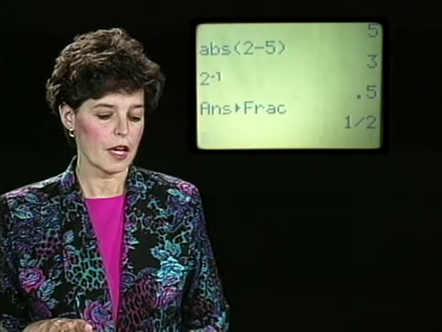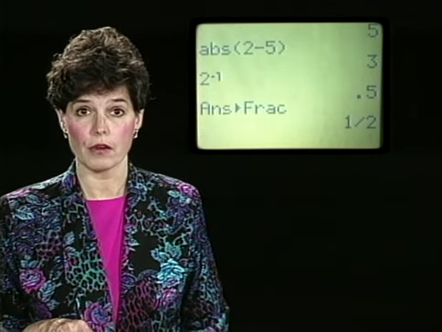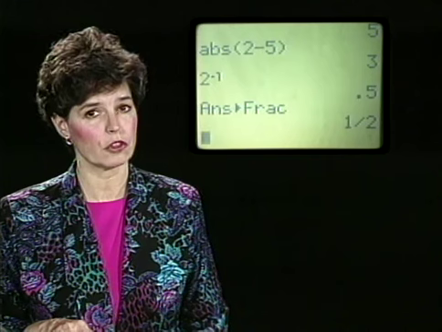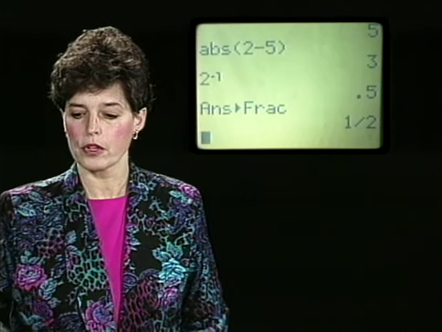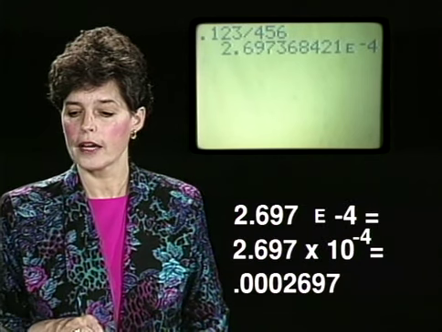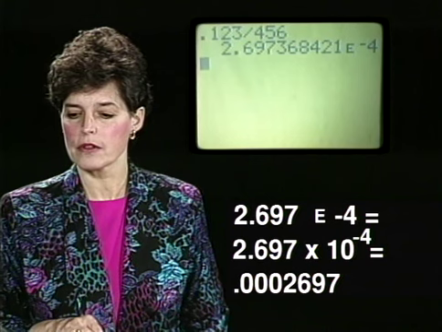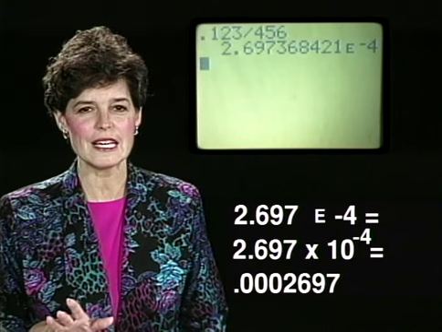An aspect of this calculator that you do need to know about is scientific notation, so let's go on to that next. I'm going to clear this screen, and I'm going to enter a new problem in. 0.123, which is actually 123 thousandths, divided by the number 456. When I press enter, I get 2.697 something something something e -4.